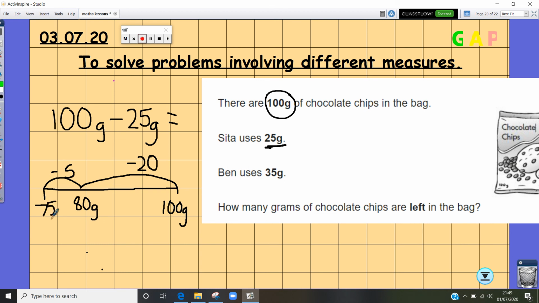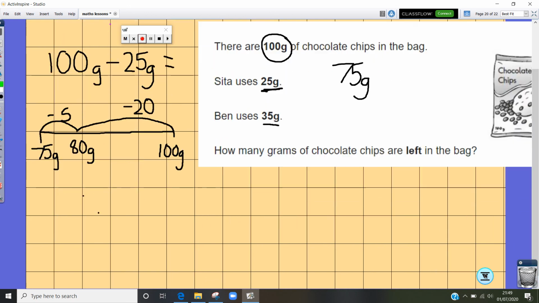So I know that when Sita has used up hers, there is 75 grams in the bag. But that isn't the end of my question, because it's now telling me that Ben has used some as well. So let's see if we can work out the total when we take away Ben's. So we now know there's only 75 grams left in the bag. So I'm going to start with the 75 grams, and I'm then going to take away or subtract Ben's 35.